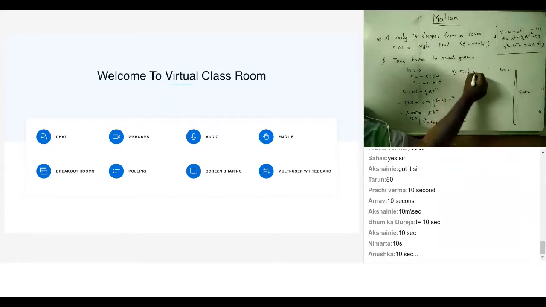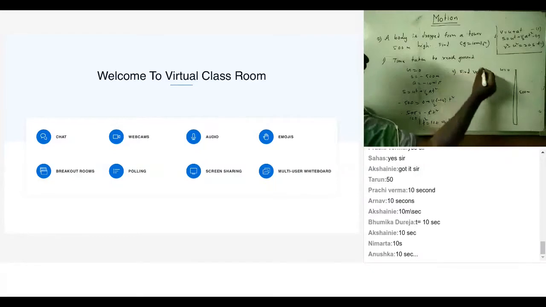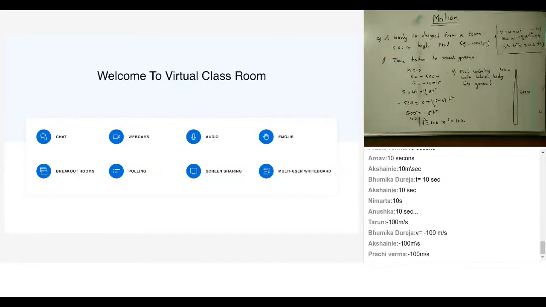Now next one. Find velocity with which body hits ground. Minus 100. Okay. So I think all of you got it right. So it should be how much? Minus 100 meter per second. Fine.